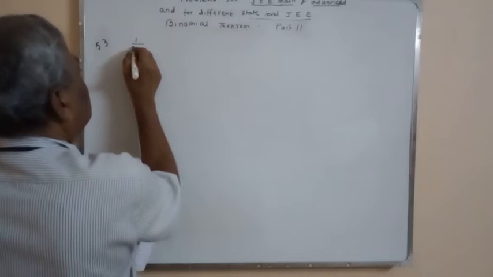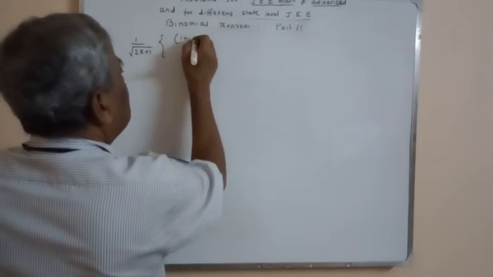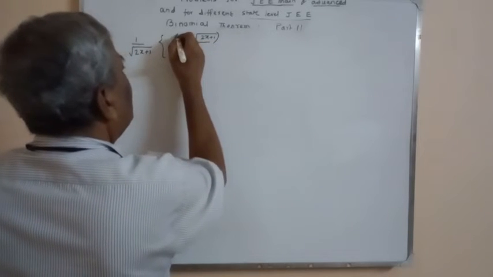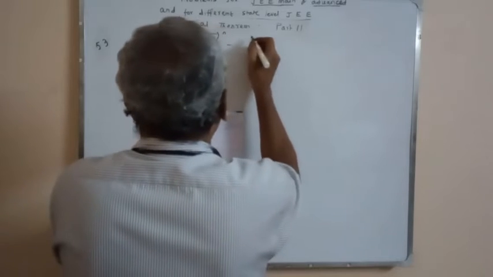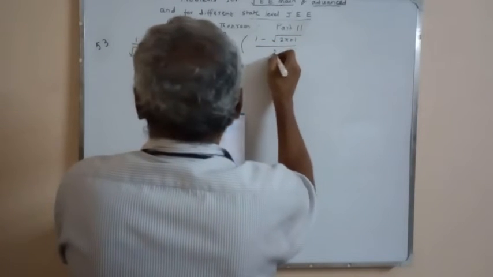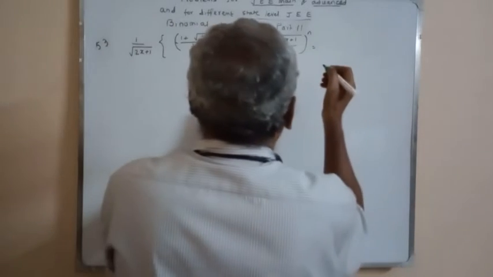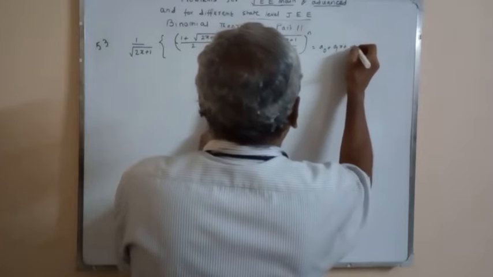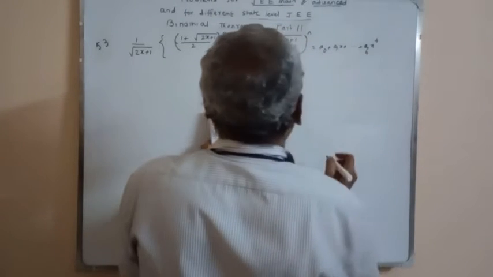1 upon root over 2x plus 1 into (1 plus root over of 2x plus 1 by 2) whole to the power n minus (1 minus root over of 2x plus 1 by 2) whole to the power n is equal to a0 plus a1x plus up to a6 x to the power 6, then find n.